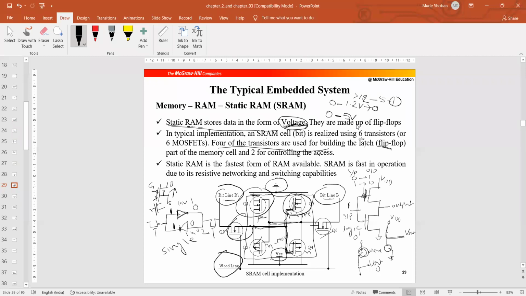So static RAM is the fastest form of RAM available. SRAM is fast in operation due to its resistive networking and switching capabilities. So SRAM is fast in operation when compared to DRAM. Between DRAM and SRAM, SRAM is the quickest, right?